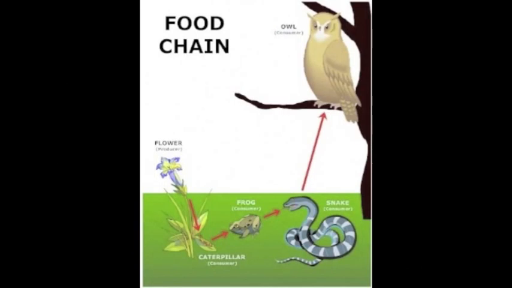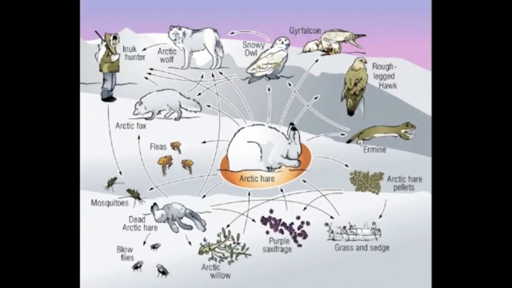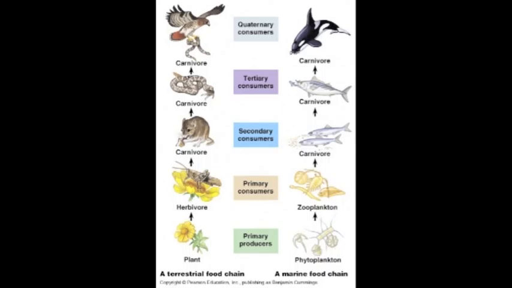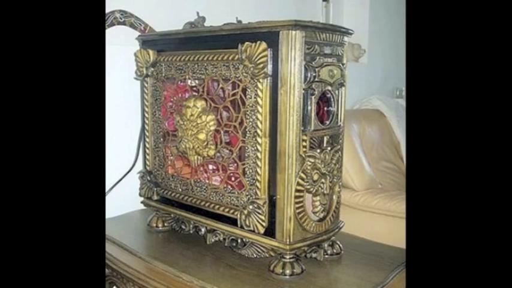Okay. I know what you're thinking. What? You're thinking, why are there food chains? How'd you know that? Magic? Okay. I can answer your question. The answer is, there are food chains because animals need energy to live. If there were no food chains, we would not exist. Where did you find that answer? www.ehow.com. Ha! You got your answer from the internet.